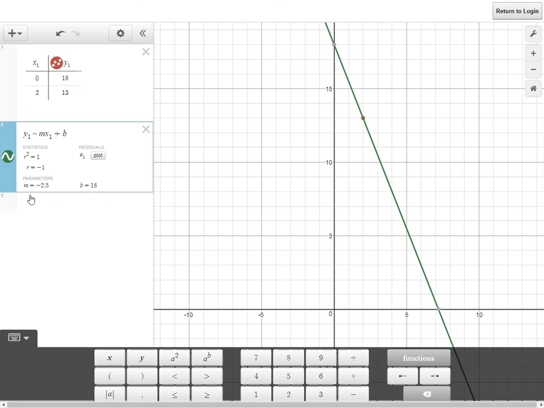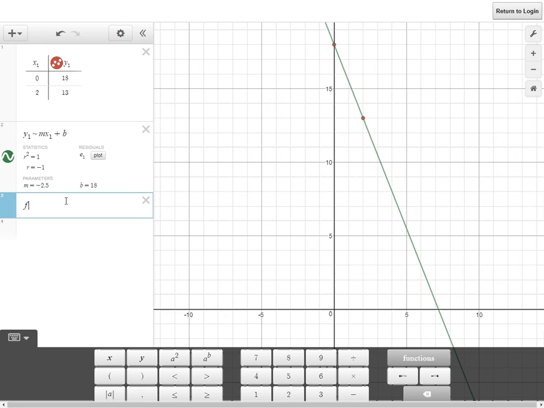And look at all the stuff it gives you then. It tells you that the slope is negative 2.5. Yeah, that's right, negative 5 over 2. It's going down 5 when it runs 2. Tells us that b is 18. Correct. Okay.